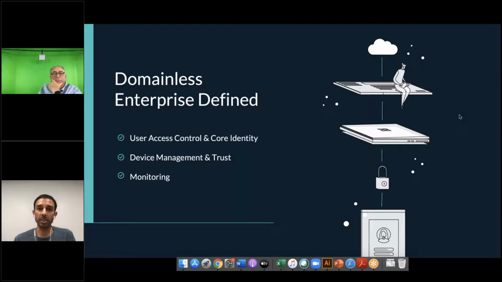But that's really what the domainless enterprise is trying to do: make sure that all these transactions are secure, and make sure that people have access to everything they need in a frictionless, easy manner, without all the overhead for IT admins of running a domain, where there's nothing left on the on-prem infrastructure.